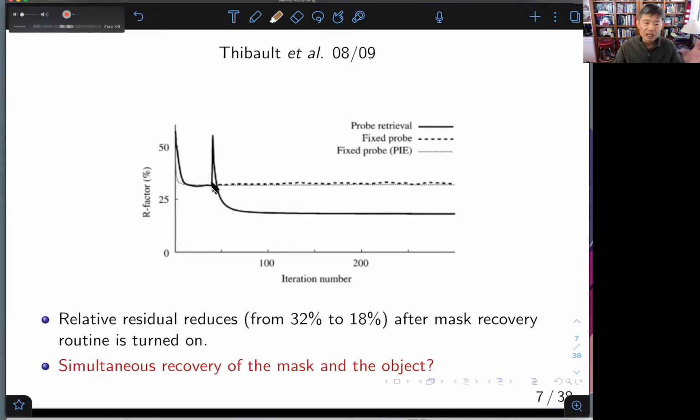With the update of the probe estimate, they encountered an initial sharp jump increase of the relative residual, but after a while it led to a lower level of residual, 32% to 18%. That gave people hope that maybe you can improve the algorithm and maybe you can reconstruct both of them all at once. For people working in inverse problems, that sounds pretty exciting. So maybe there's something going on there. Basically, simultaneous recovery of the mask and the object.